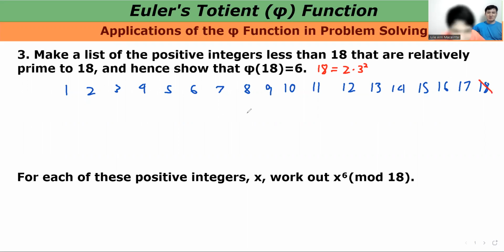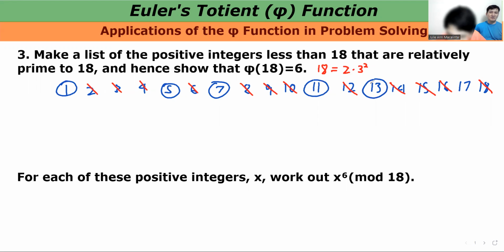So of course 18 no, and then we just cross out the multiples of 2, and then the multiples of 3: 3, 6, 9, 12, and 15, 18. So we are left with how many? 1, 2, 3, 4, 5, 6. So we have already proved that the totient of 18, or the positive integers less than 18 that are relatively prime to 18, there are 6 of them.